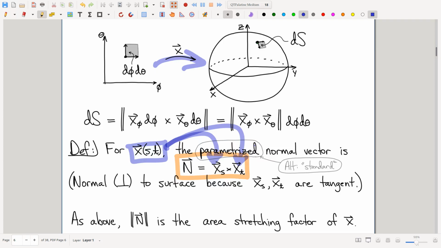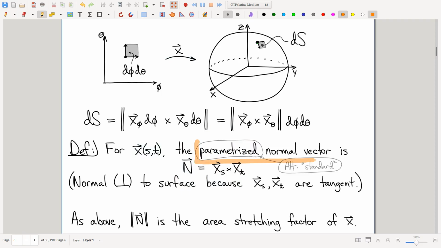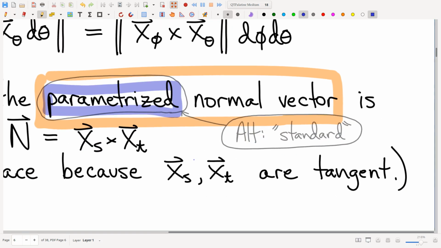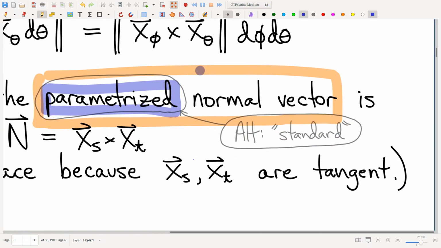So anyway, because this comes from the parameterization, I think it's a reasonable choice to call this not just a normal vector, but what I like to call the parametrized normal vector. I think it's a pretty reasonable terminology. Now, I will point out, our book makes a different choice. Our book calls this the standard normal vector. It's just terminology, whatever, right?